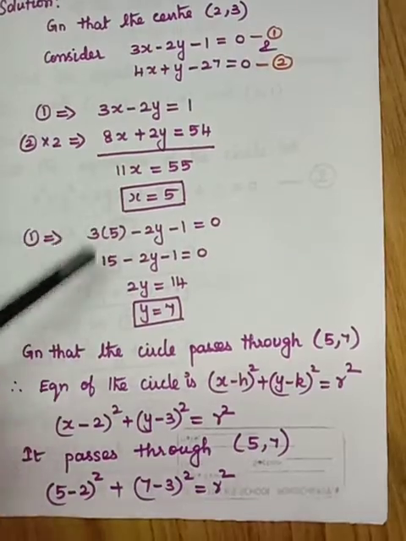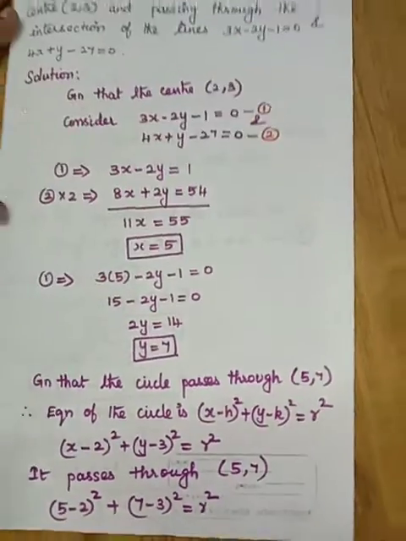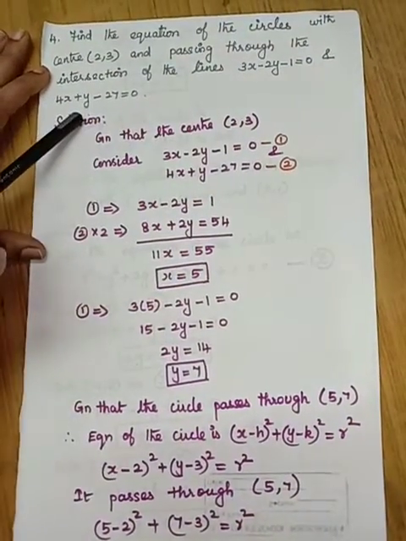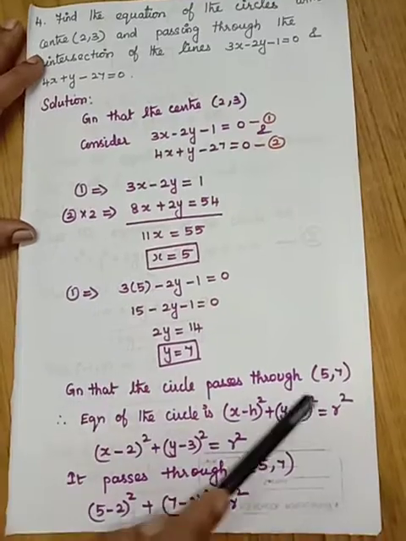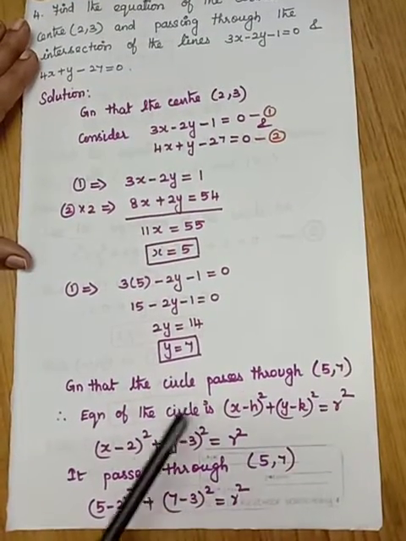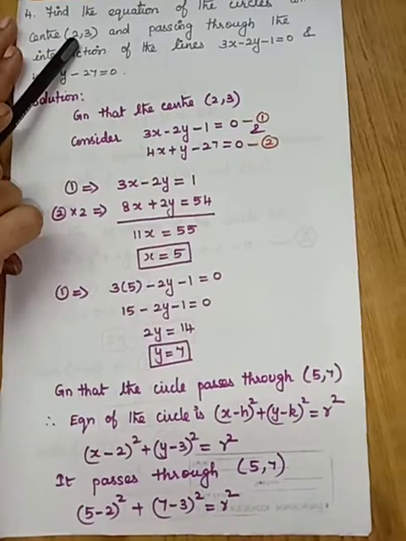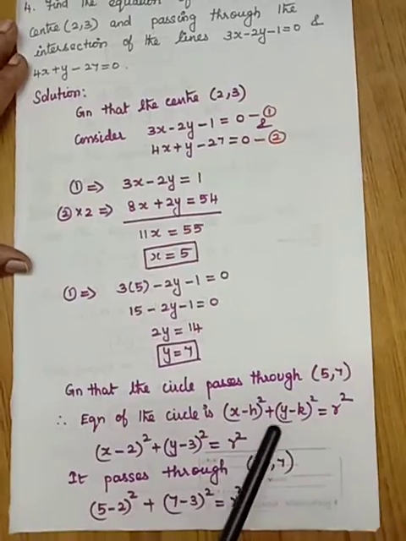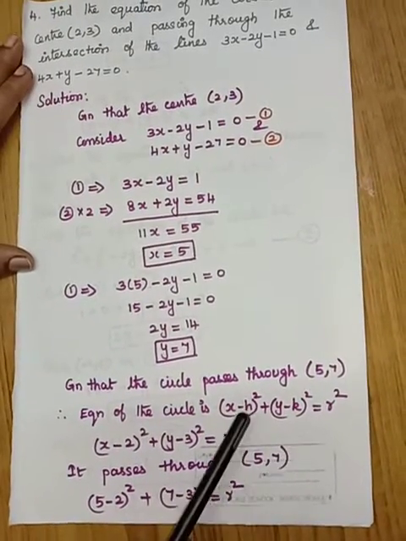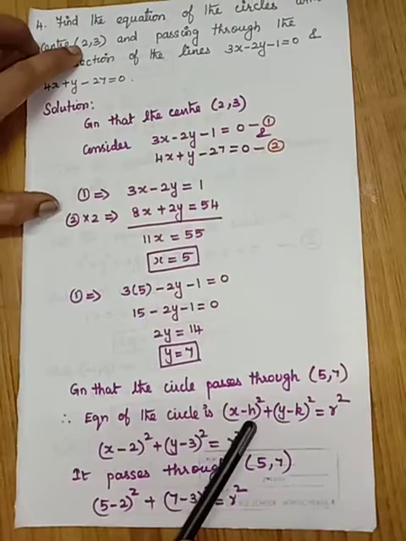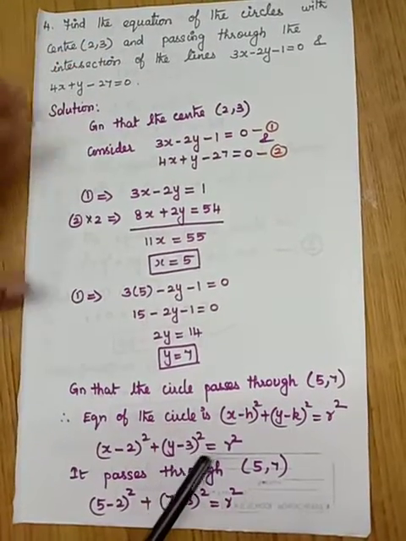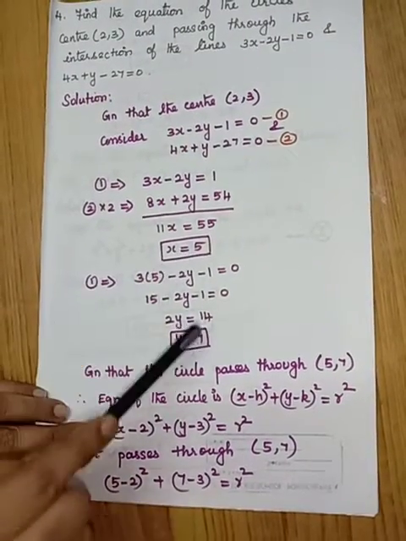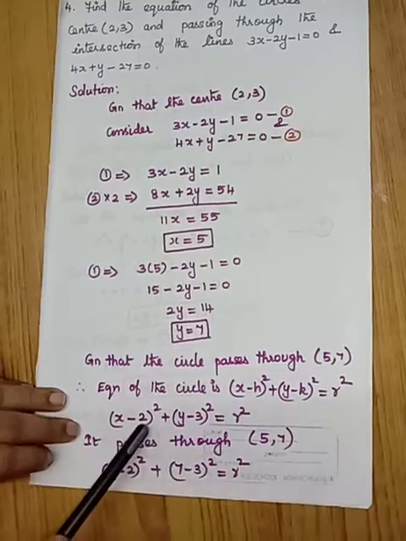So from the question, what is given? It is given that the circle passes through the point of intersection of the two lines. So what is the point of intersection we have found here? It is (5, 7). What is given already? The center is given. If the center is given, what is the equation of the circle? (x minus h) the whole square plus (y minus k) the whole square is equal to r square. In the place of h, you substitute 2; in the place of k, you substitute 3. So that is equal to r square. We have found this circle passes through which point? (5, 7), so (5, 7) has to be substituted here.